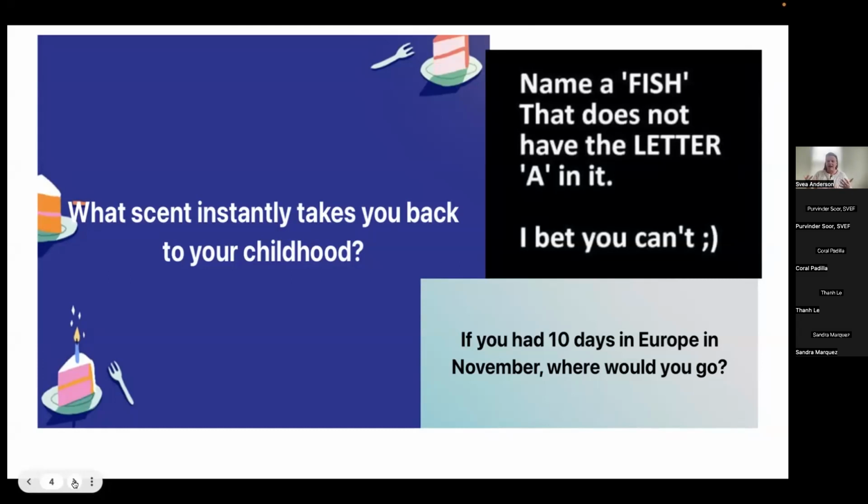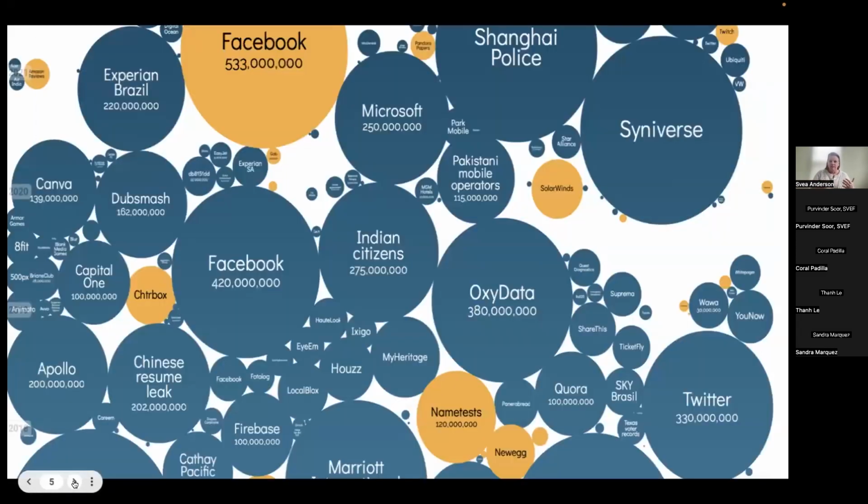So why am I talking about this kind of data mining? This is a website called Information is Beautiful. These are the number of times that information has been compromised. You'll see Facebook is on there twice for two different years. That's a lot of information coming at you, right? These are times when our information is being taken without us giving permission.